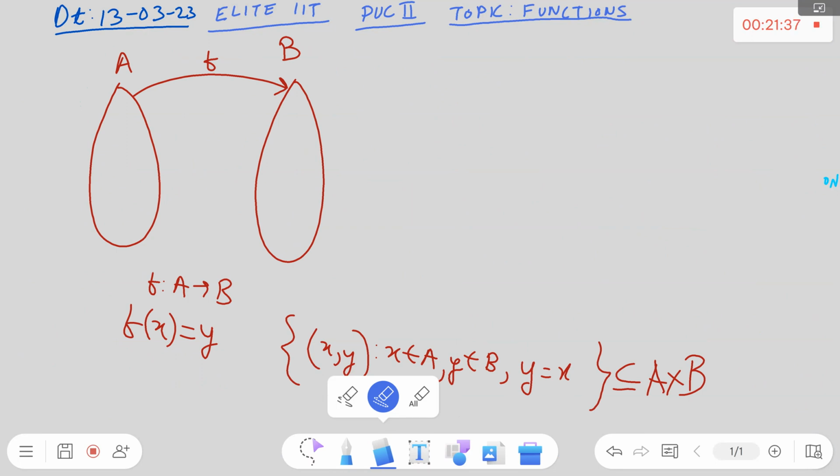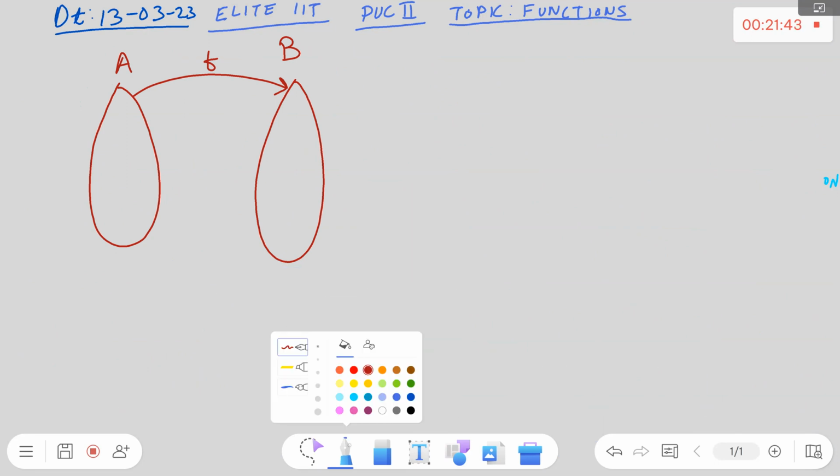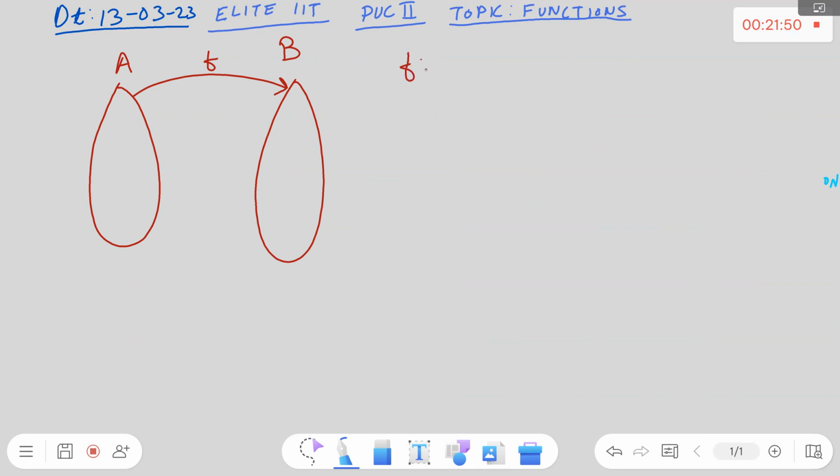Let us see types of functions. Suppose we have A and B, a function we are defining from A to B. Okay, function f from A to B. Now, suppose A is the set of elements 1, 2, 3, 4, 5. B is the set of elements 5, 6, 7, 8, 9.